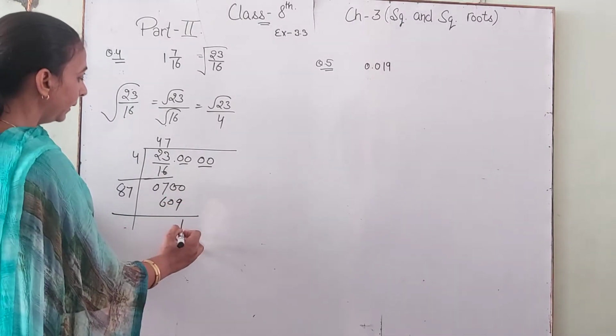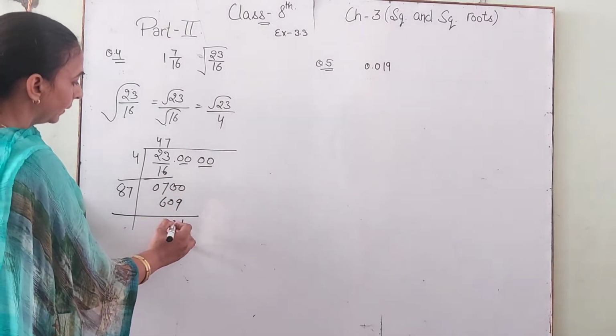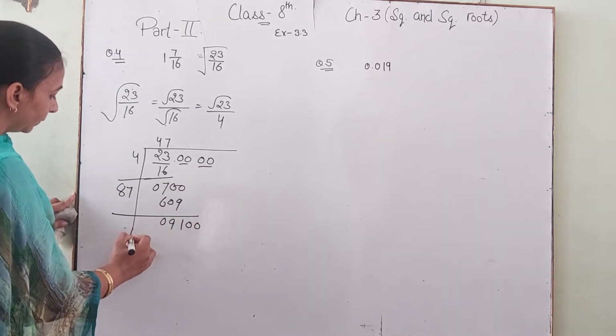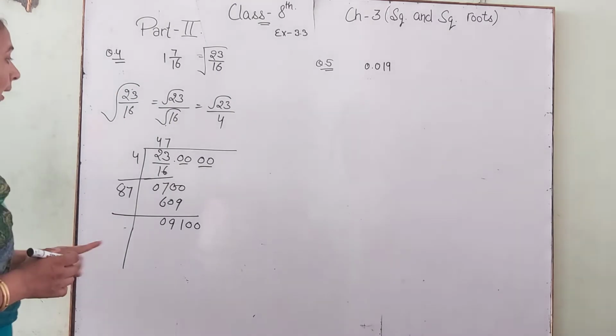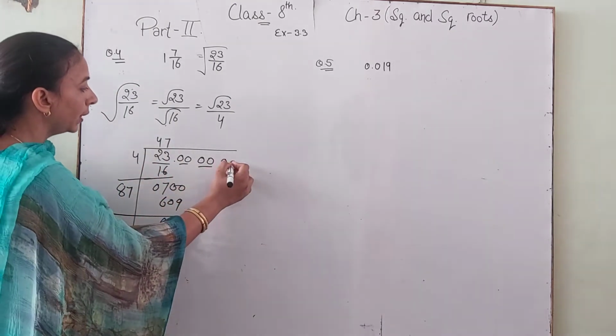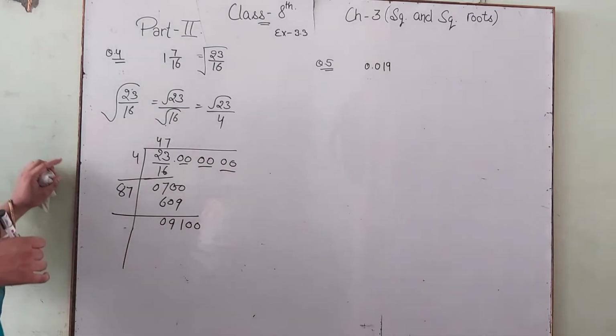Subtract 10 minus 9, 1. Then there is 9 and 0. Okay, we take the complete pair. Next, double of this 7, and we take 3 because we find the place of decimal.